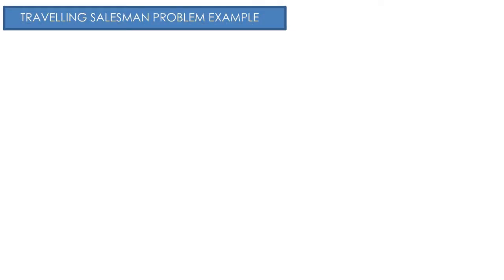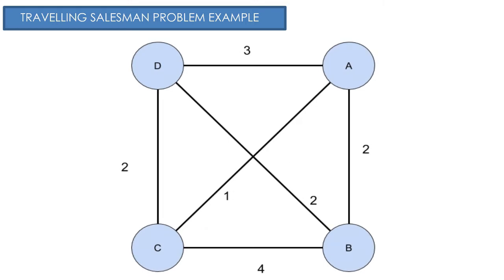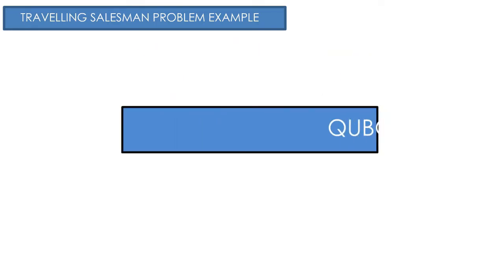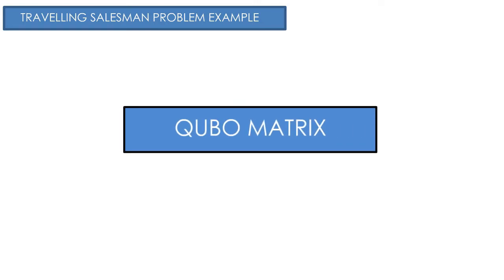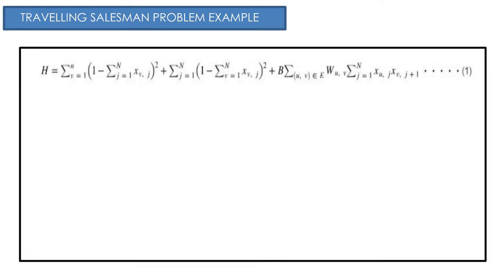Let us see one example and solve it using Google Colab. Suppose we have 4 cities A, B, C, D and we have to visit these cities once. All the cities are connected to each other with the distance values as below. We need a QUBO matrix to solve this problem on the Ising model. Now we have a cost function as this.